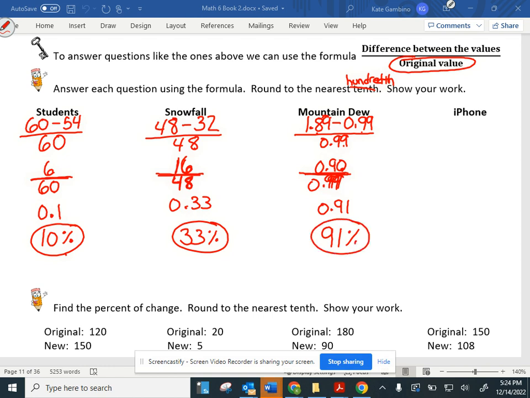So we increased by 91%. Oof, that was a big jump. So let's look at our iPhone. The iPhone originally was $600 and now it's only $20.